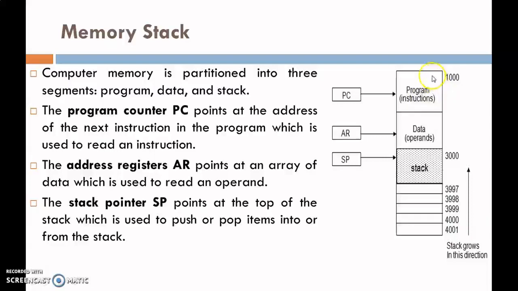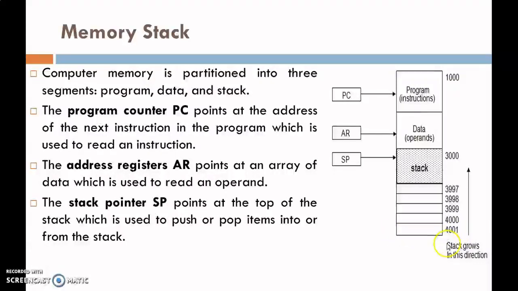Now in this diagram, the memory addresses are written as 1000, 3000, 3997, then 8, 9, 4000, 4001. Means addresses increment from top to bottom. So first of all, we check the stack operation. Now the stack stores the items in LIFO manner. So suppose initially the stack pointer is at the value 4001.